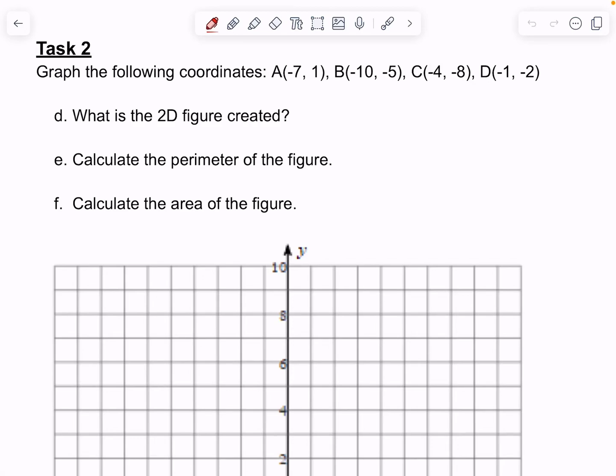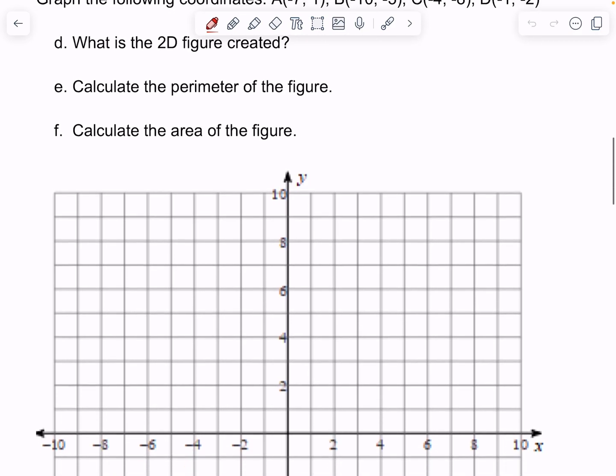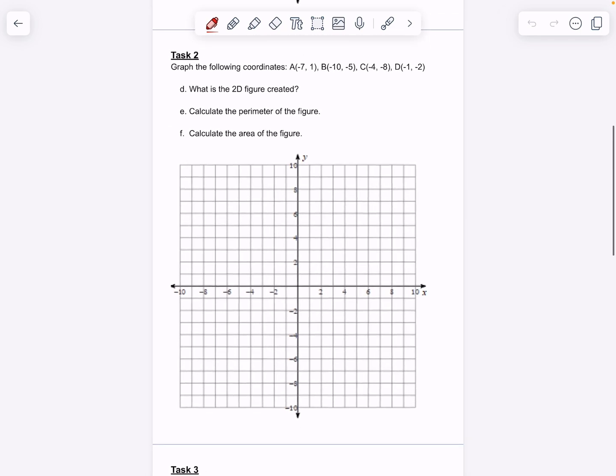The last part of this standard is being able to graph those triangles or quadrilaterals on a coordinate plane and being able to find the perimeter and the area of those figures. So I just have three to show you. I'm going to go ahead and plot these really quickly on the coordinate plane here.